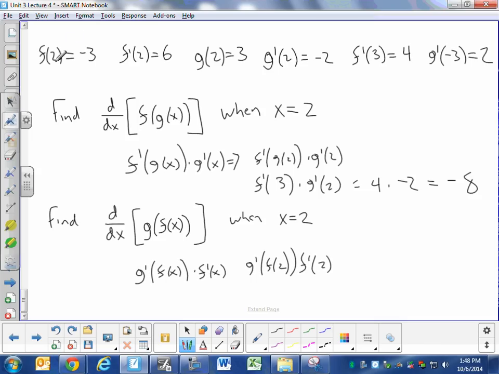So f of 2 is negative 3. This is g prime of negative 3, and this is f prime of 2. G prime of negative 3 is 2. F prime of 2 is 6. That's 12. Okay? Interesting type of table problem using the chain rule. Let's do a couple more.